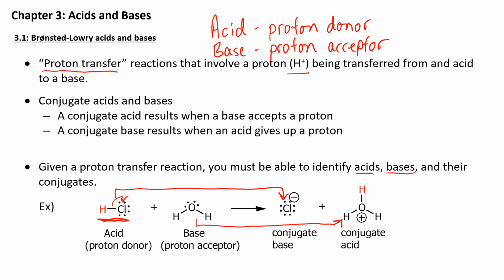And to identify the conjugates, you say every acid has its conjugate base, and every base has its conjugate acid. A conjugate acid-base pair only differ by an H+. HCl and Cl- differ only by an H+. H2O and H3O+, this is the hydronium ion, differ only by an H+.